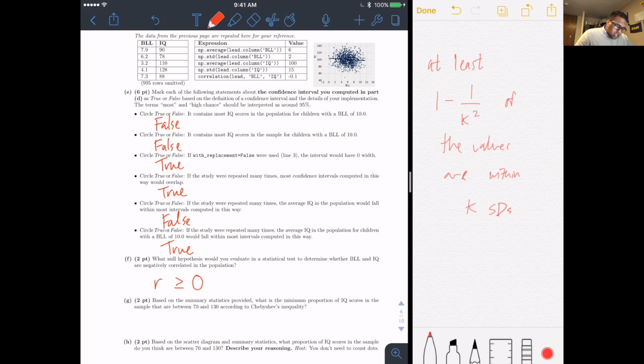And now, the interval 70 and 130 they give us is actually very convenient, for IQ at least, because the mean is 100 and the standard deviation is 15, as we see here. So that means 130 is 100 plus 2 times 15, and 70 is 100 minus 2 times 15. So conveniently, 70 is 2 standard deviations below the mean, and 130 is 2 standard deviations above the mean. So we want to find at least what percentage of data falls within 2 standard deviations of the mean.